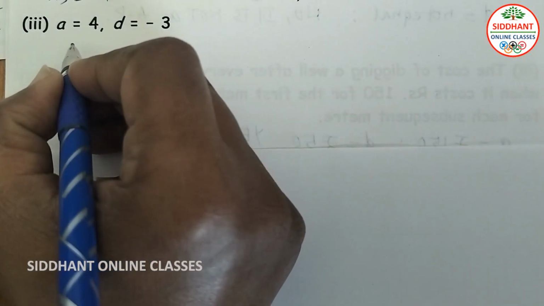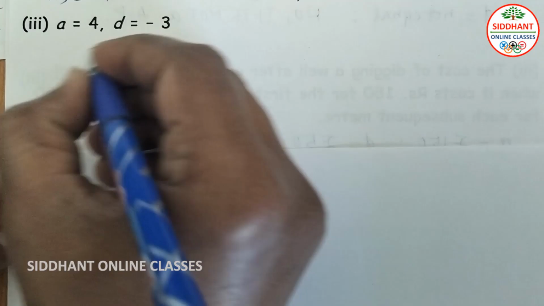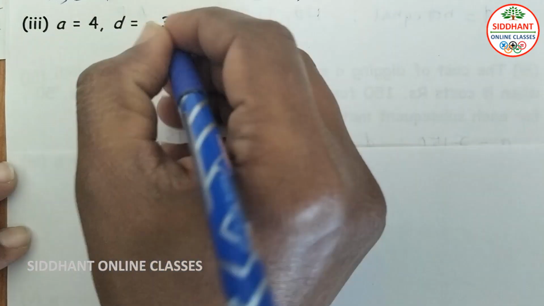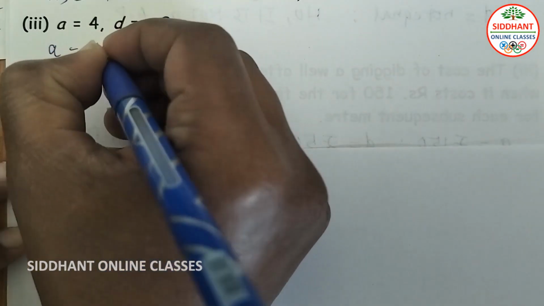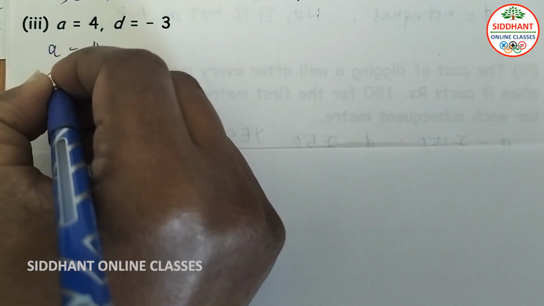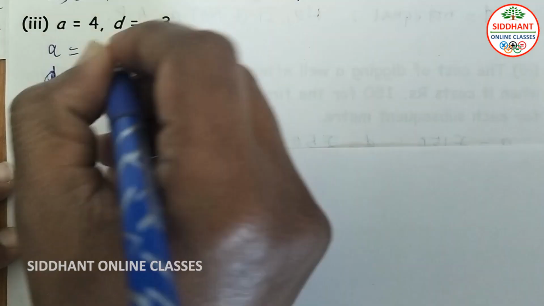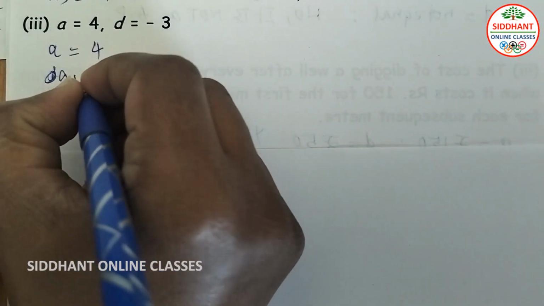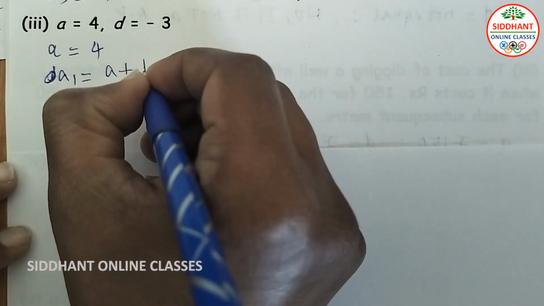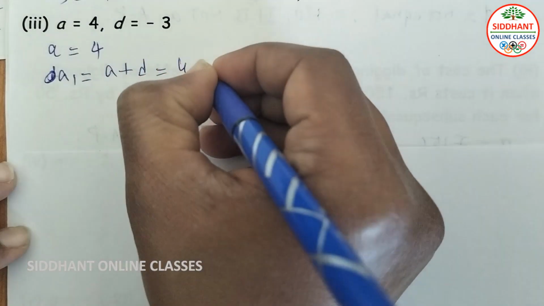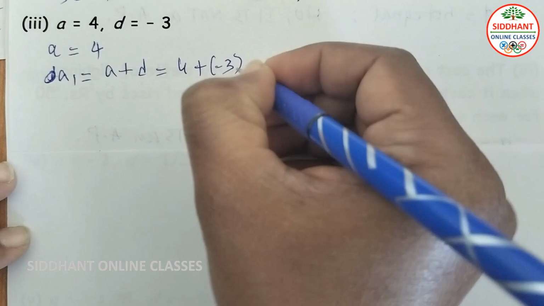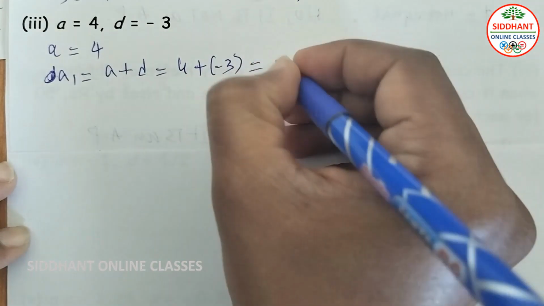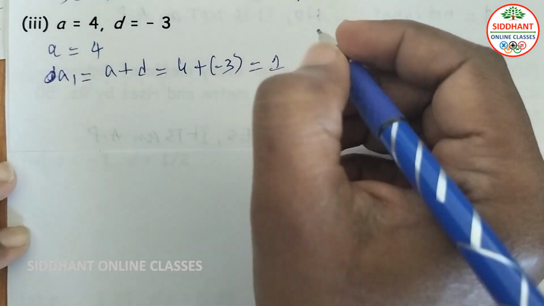Third one, A is 4, D is minus 3. So A equal to 4 here, D is minus 3. So A1 equal to A plus D. So that will be 4 plus minus 3. So that will be 4 minus 3, which will be 1 here.